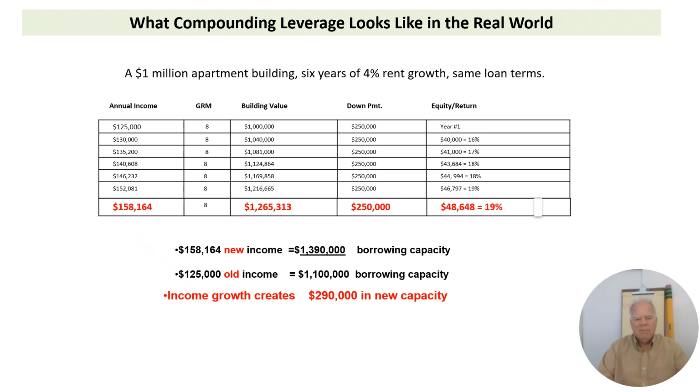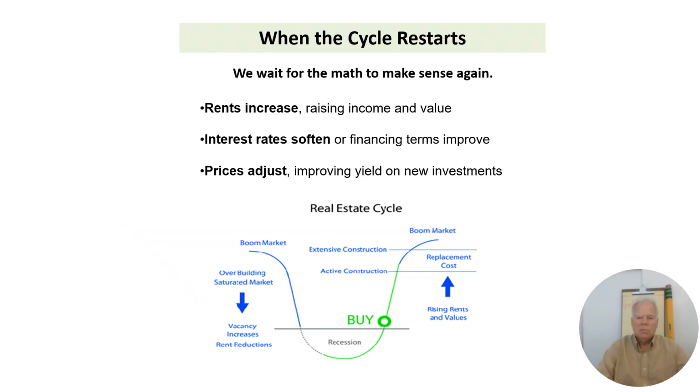This is compound leverage in the real world. With the same building and the same loan, steady 4% rent growth over a 6-year period creates about $290,000 of equity and new borrowing capacity. And that becomes the bridge from 4-to-1 leverage to 8-to-1 leverage over time.